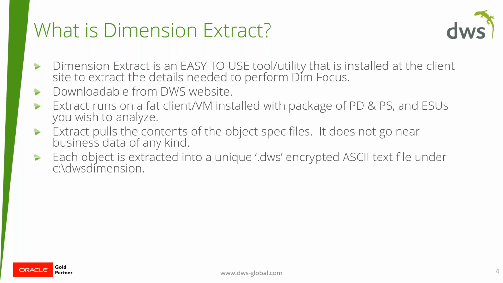When the extract runs, each object that is extracted is placed into its own unique .dws encrypted ASCII text file under the local folder in the C drive, DWS, Dimension. So as it runs, you can monitor its progress by diving into that folder, into the subfolders below that, and seeing how it's getting on, because each object becomes its own file.